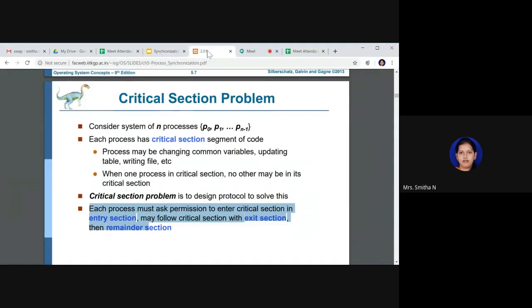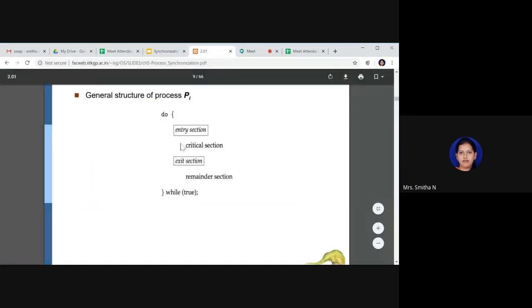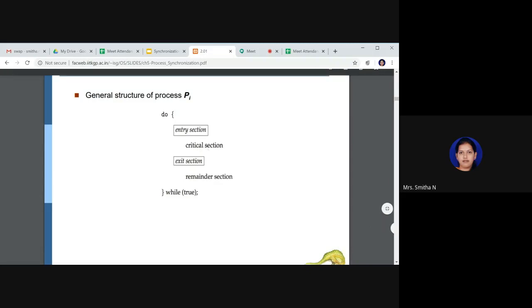I'll show here. So you should have a program where you have entry section, critical section, exit section, and reminder section. What we do in critical section is you have a shared data which could be shared among many processes. When you have shared data or shared code, the critical section problem is that only one process can enter at a time, other processes will not be allowed. How that could be achieved is you have an entry section where you write some code that will allow only one process at a time.